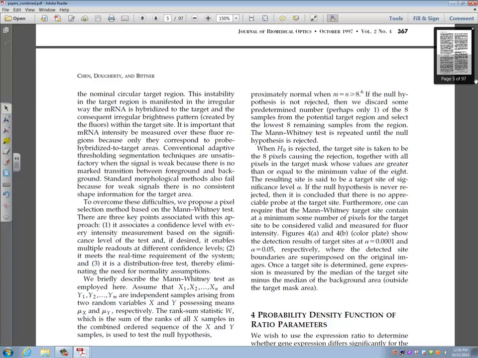So to overcome these difficulties, we propose a pixel selection method based on the Mann-Whitney test, that is the rank sum test. There are 3 key points associated with this approach. It associates a confidence level with every intensity measurement based on the significance level of the test, and if desired, it enables multiple readouts at different confidence levels. It meets the real-time requirement of the system, and it is distribution free. We already discussed all this last time. So x1 through xn and y1 through ym are independent samples arising from 2 random variables. Then you use the rank sum statistic, and you're testing for the hypothesis that the two have the same means.